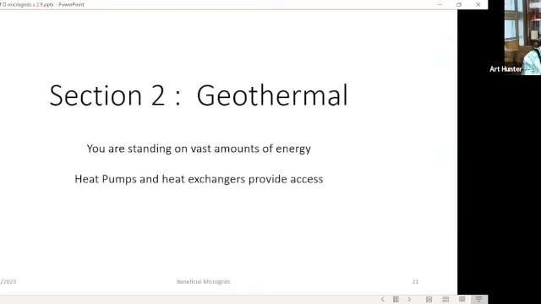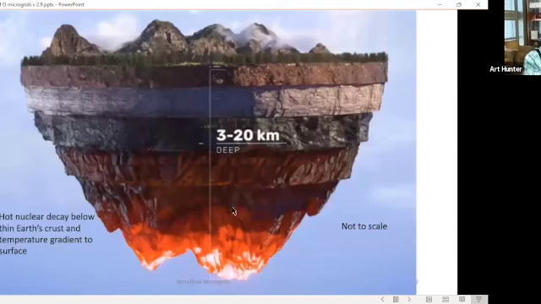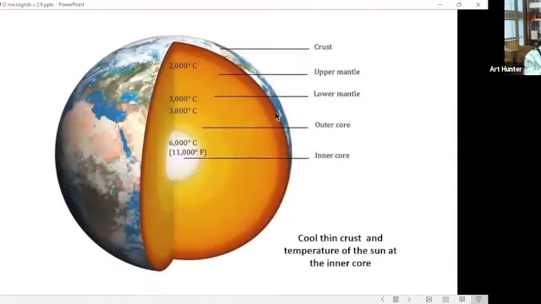Geothermal: you're standing on a vast amount of energy. Of course, this is not to scale, but it's a nice diagram that kind of shows that the deeper you go into the Earth's crust, the hotter it gets. And here's another nice example that shows the crust as something very thin, whereas by the time you get to the inner core, it's the same temperature as the surface of the sun at 6,000 degrees C, and right in the core, it's much higher.